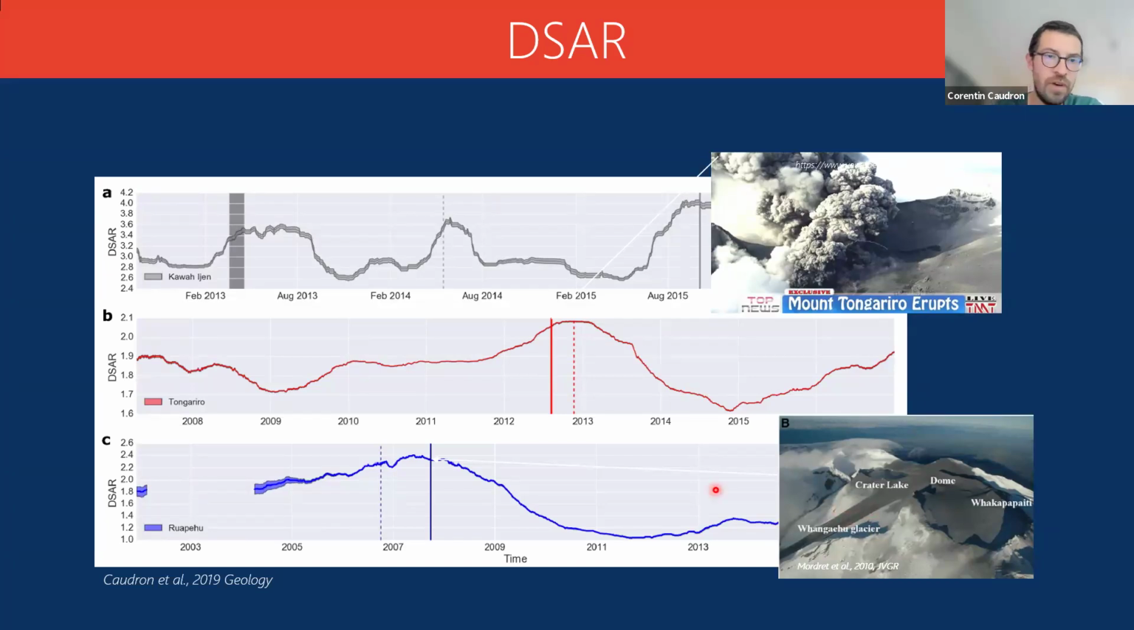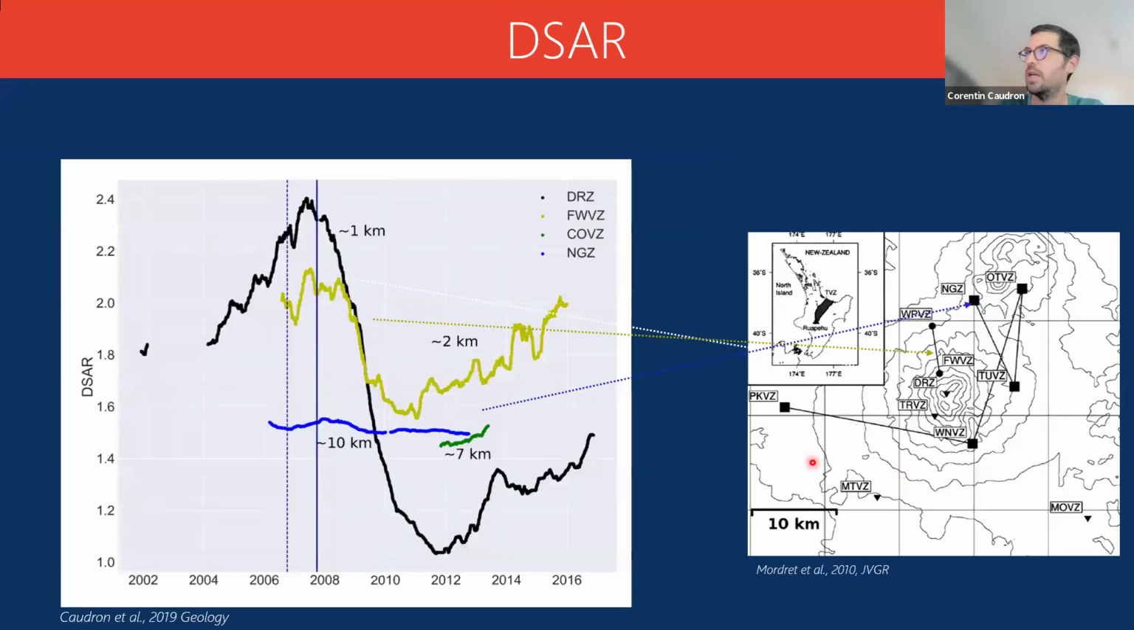So we found at that time that would be a super valuable proxy to study that kind of eruptions, at the very least those phreatic eruptions. Showing you the detail, when you are lucky, you have many stations, in the case of Ruapehu, and you see that the stations which are showing the clearest precursor are actually on top of the volcano. So it's DRZ, and not too far from the summit, FWVZ. If you go further away, it starts to be tricky to see a clear change. For example, the one in blue, NGZ, is 10 kilometers away from the volcano.